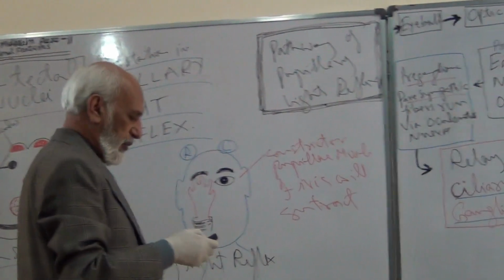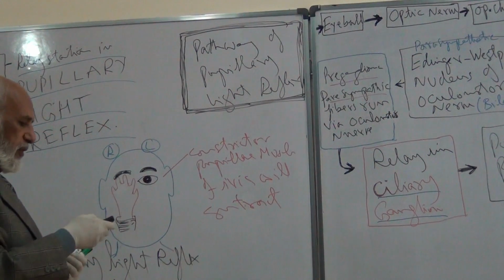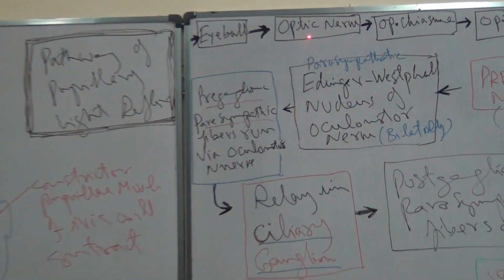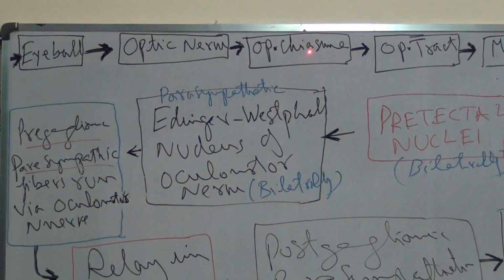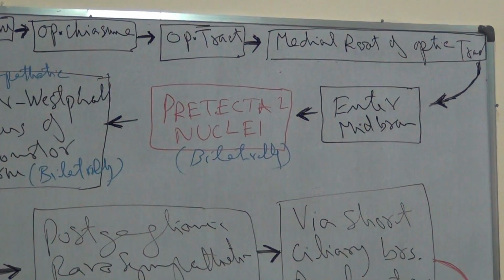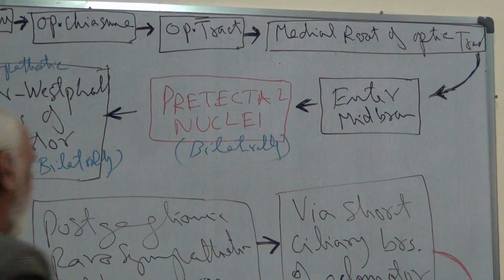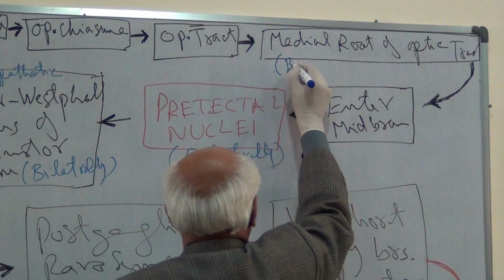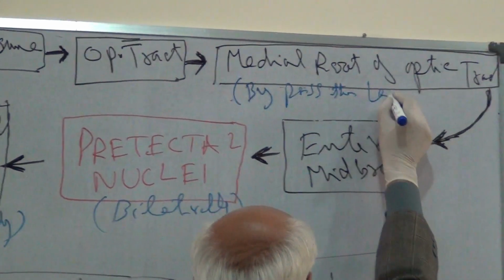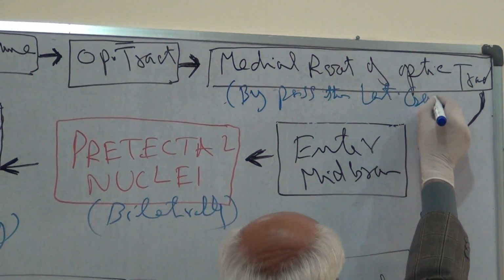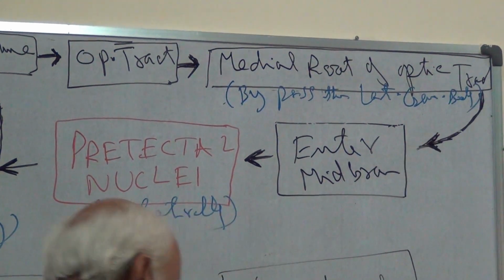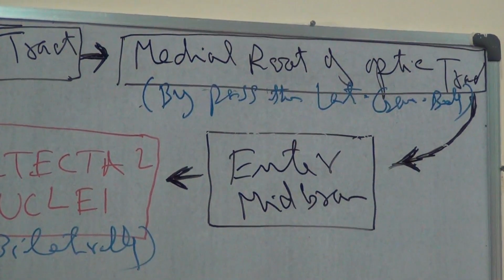So this is the pupillary light reflex. What is the pathway of pupillary light reflex? From the eyeball, the nerve fibers leave as optic nerve, optic chiasma, then pass through the optic tract, then follow the medial root of the optic tract, bypassing the lateral geniculate body, which is meant for the visual pathway.